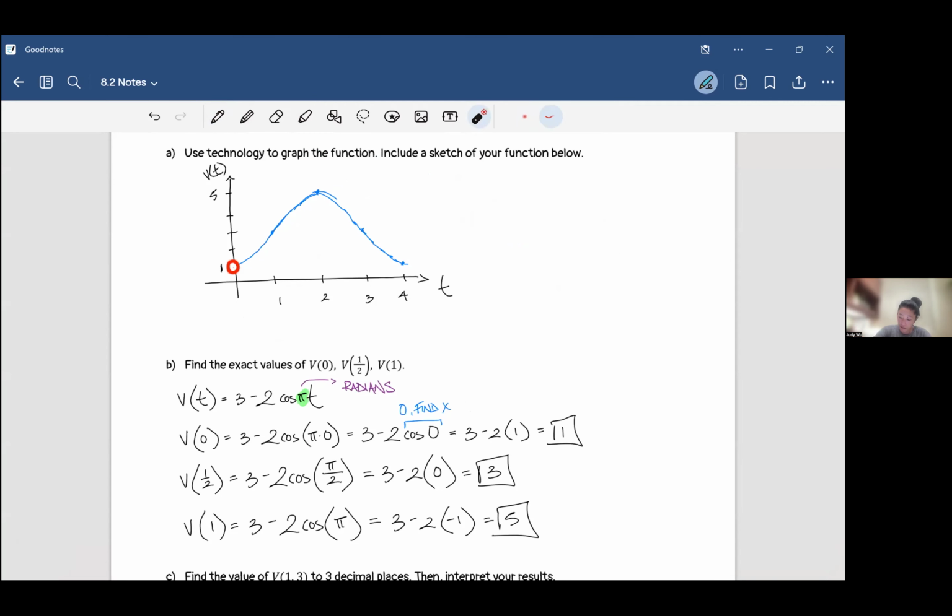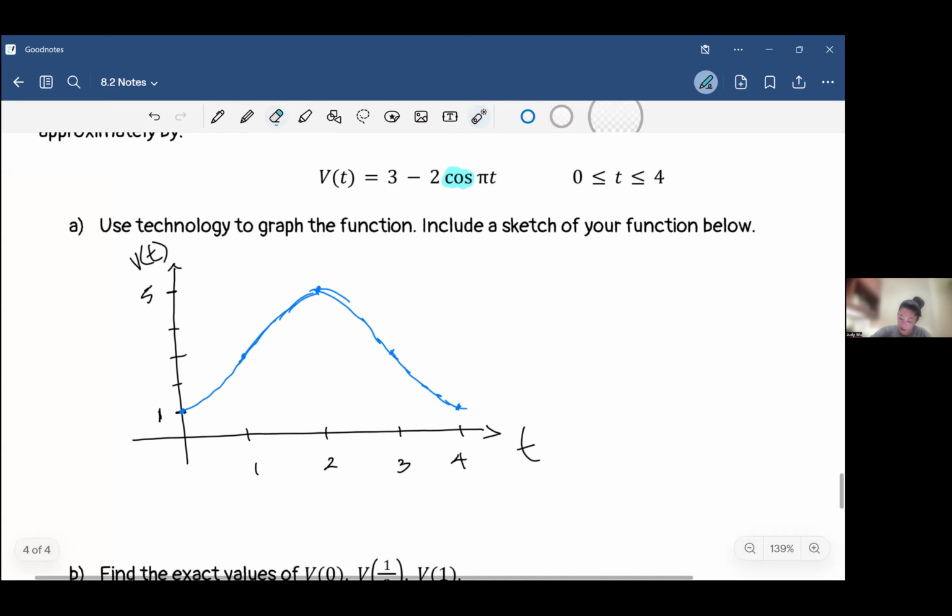Okay. Now the cool thing is these also match up with our graph. v of 0 is going to be 1, right? And when I have 1/2 in for my time, I'm going to get the 3. And when I plug in 1 over here, I'm going to get my y value at 5, right? And actually, I think I've drawn this graph wrong, and I really apologize for that. This is why we double check our work.